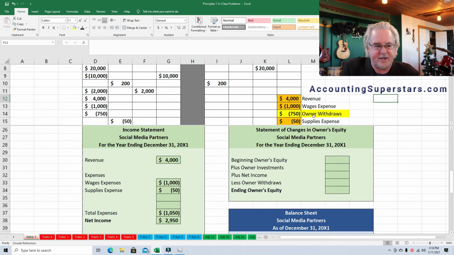Owner withdraws is not an expense. Do not put it on the income statement, all right? So what two things go on the income statement? Revenues and expenses. That's it, nothing else.